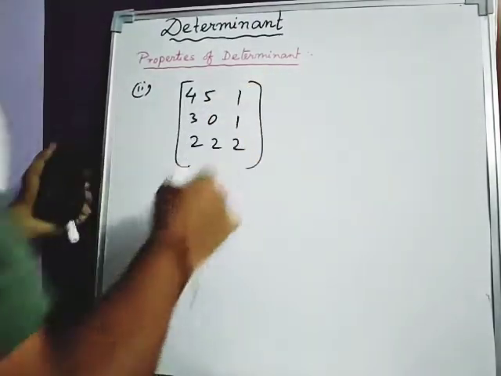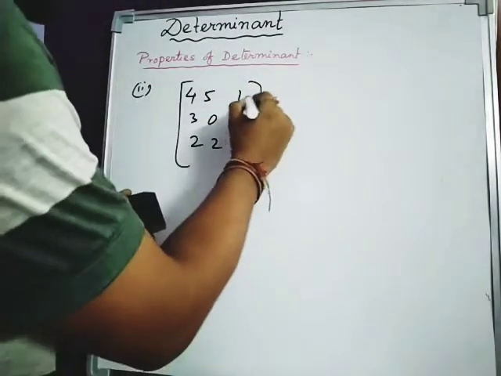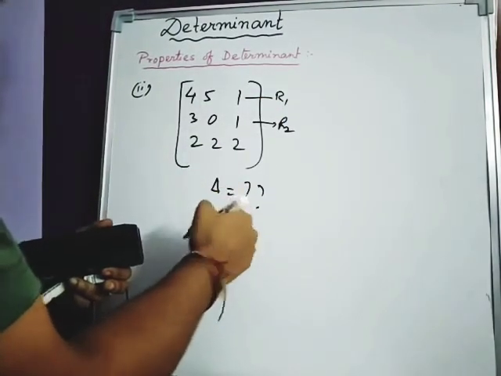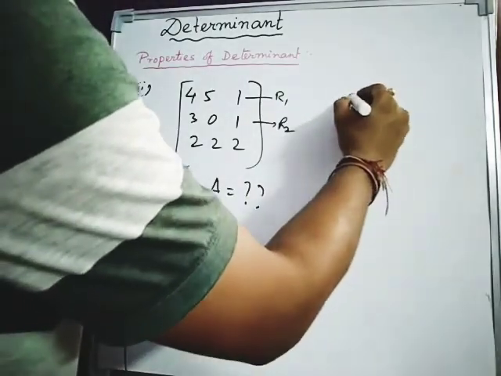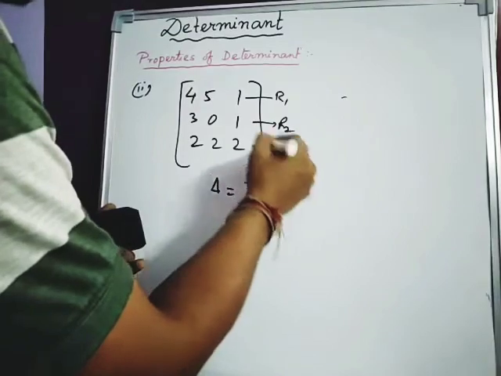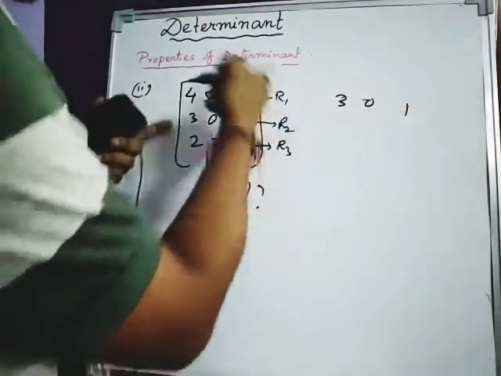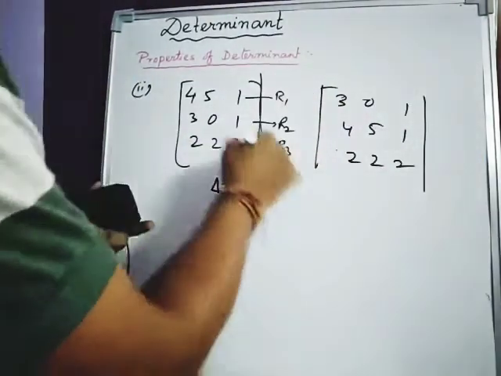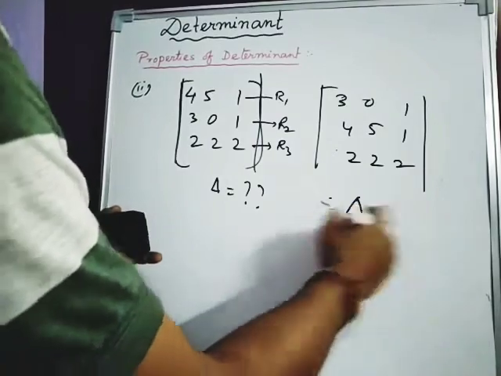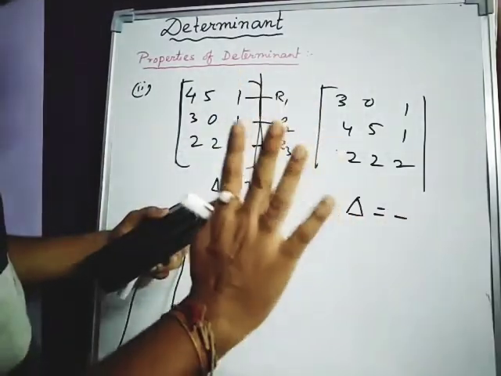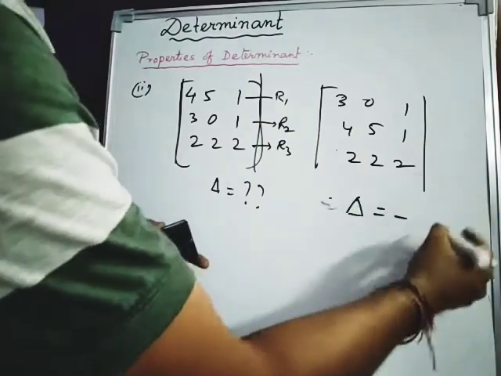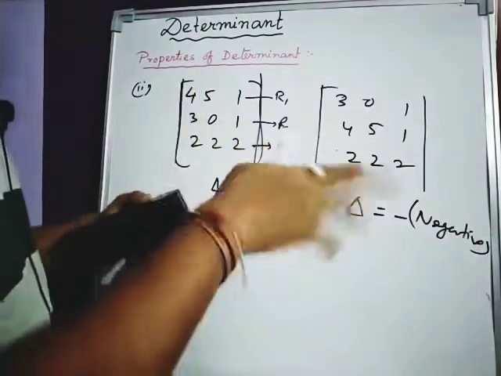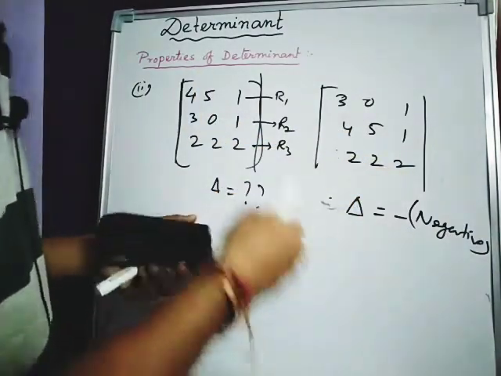This is a matrix. Okay, if two rows are interchanged, suppose this is row number 1 and row number 2, whatever determinant is coming for this case, if you change the rows, that means suppose I am changing R2 with R1, then 3 0 1 goes up and then 4 5 1 and then 2 2 2. In that case if you calculate the determinant, it will be negative, means if it is coming plus 5, for example, it will be coming minus 5. Please remember, if you interchange any two rows or any two columns, automatically the determinant will be negative. And this is the second property.